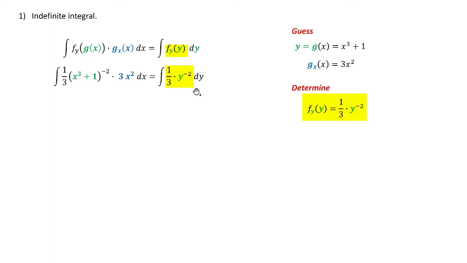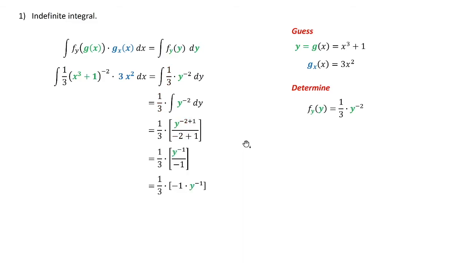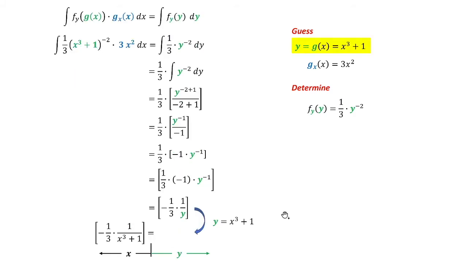So integrate this. Pause and do it. There's no flexibility here. I'll take out the constant. This is going to be the power rule. And then I'm going to just clean everything up. Now I want to go back to the left side where I have x's. How do I do that? I use, again, this connection up here. And that should be it.